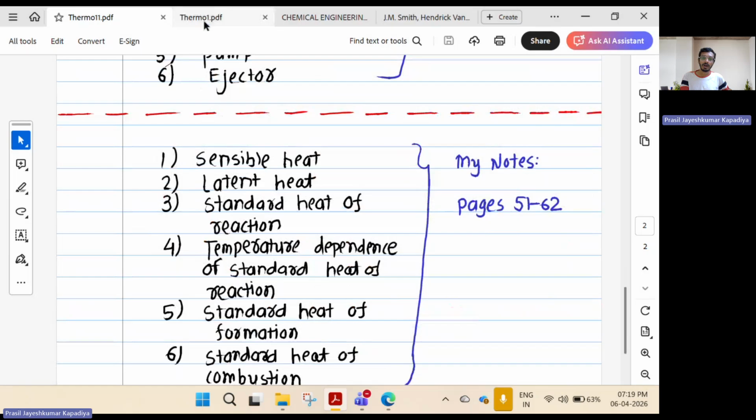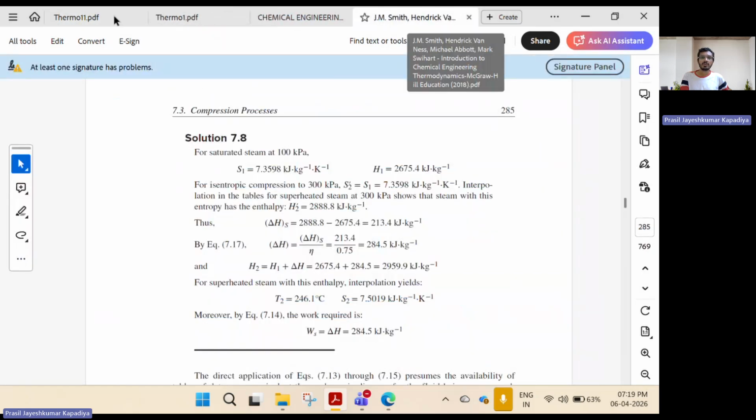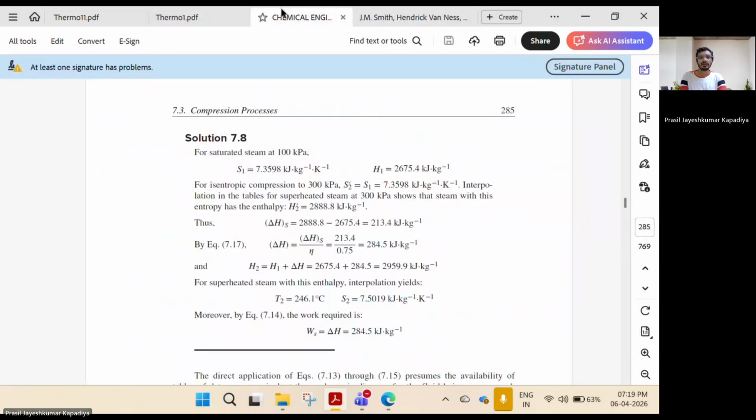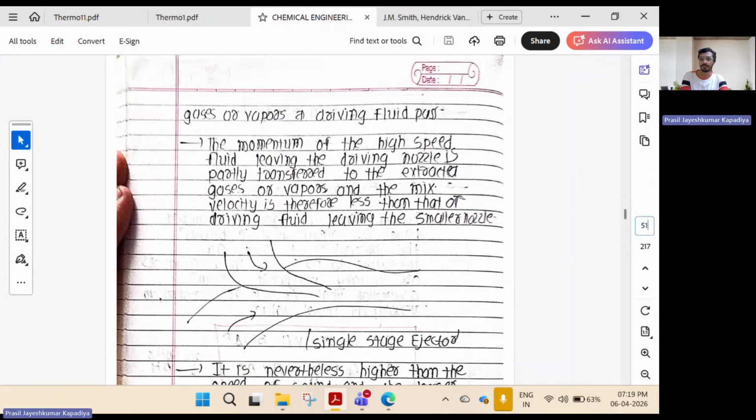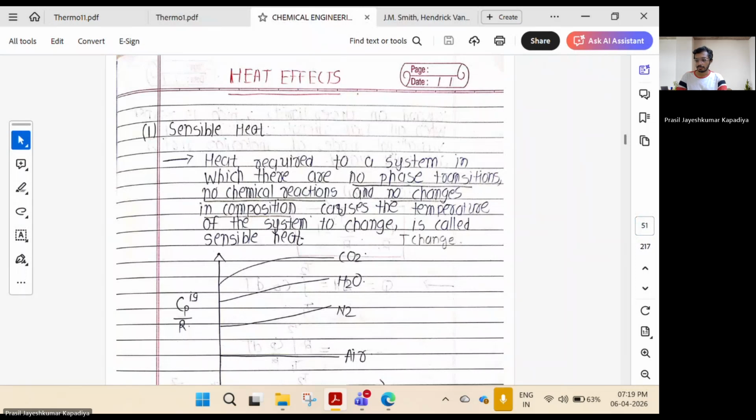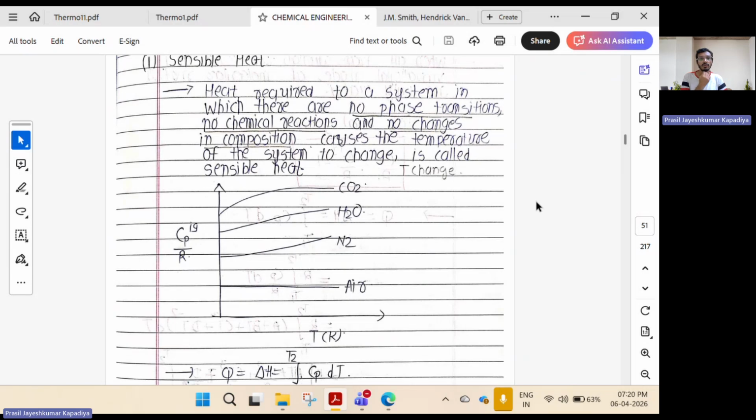Now we are going to the reaction part. So now let's have a look at some important terminologies. Page number 51. There are two types of heat, sensible heat and latent heat. So what is sensible heat? Sensible heat is the heat required to change the temperature of a system in which there is no phase transition, no chemical reaction, and no change in composition. So no phase transition is very important.